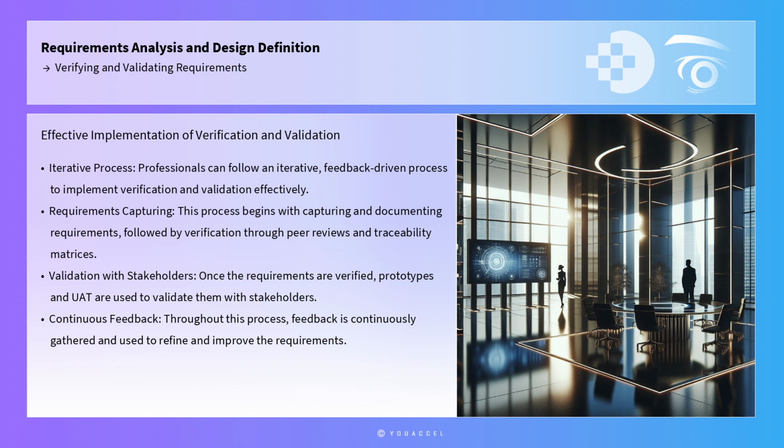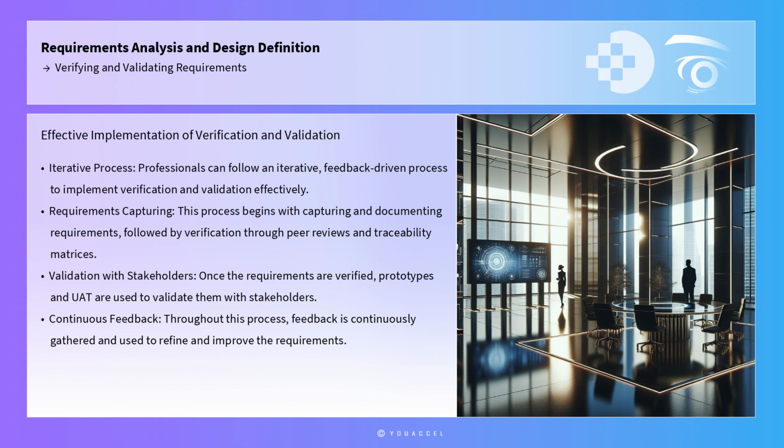To implement verification and validation effectively, professionals can follow an iterative, feedback-driven process. This process begins with capturing and documenting requirements, followed by verification through peer reviews and traceability matrices. Once the requirements are verified, prototypes and UAT are used to validate them with stakeholders. Throughout this process, feedback is continuously gathered and used to refine and improve the requirements. This iterative approach ensures that requirements are both accurate and relevant, reducing the risk of costly rework later in the project lifecycle.